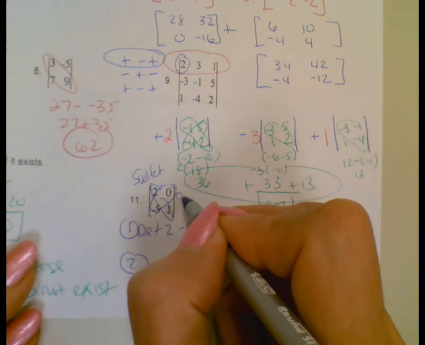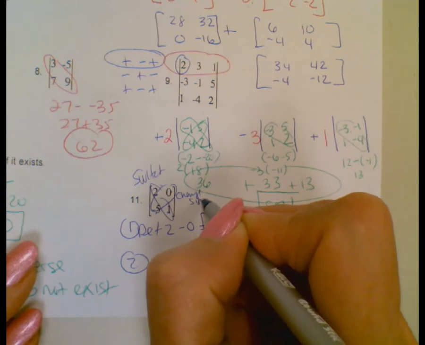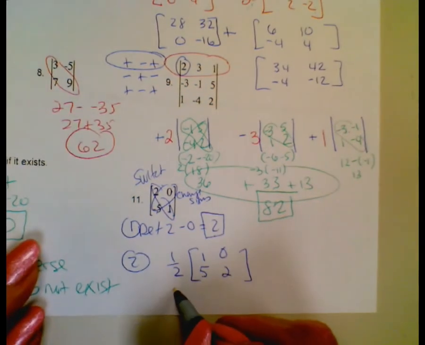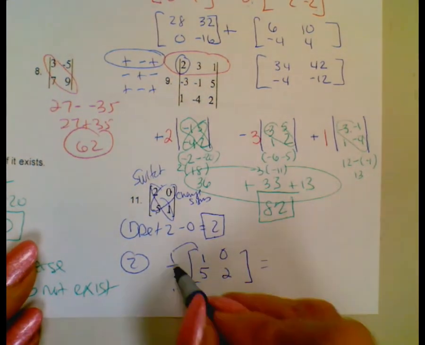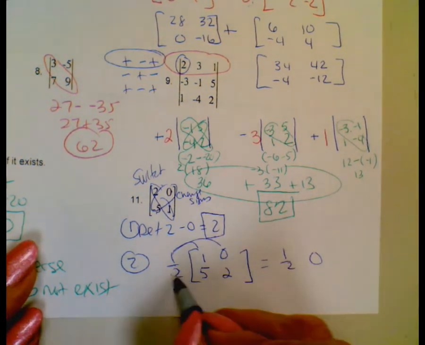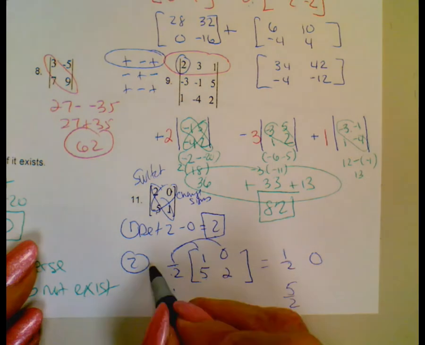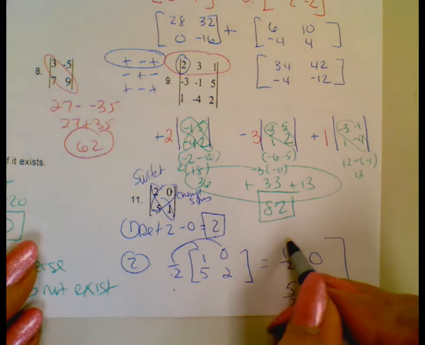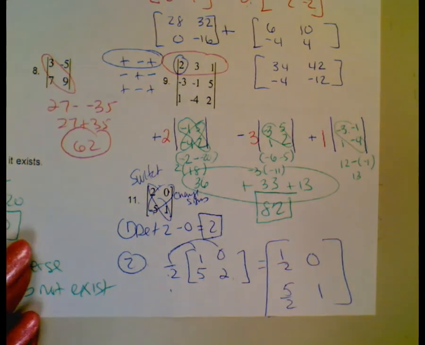So change signs of the second diagonal. Then you distribute. So 1/2 times 1 is 1/2. 1/2 times 0 is 0. 1/2 times 5 is 5/2. 1/2 times 2 is 1. And that is your inverse.